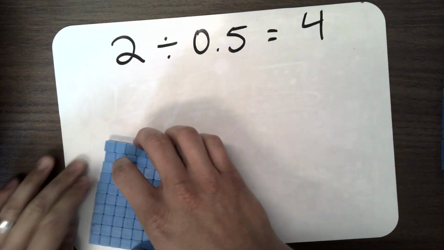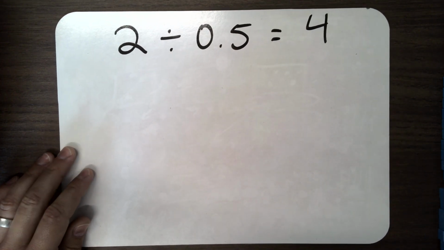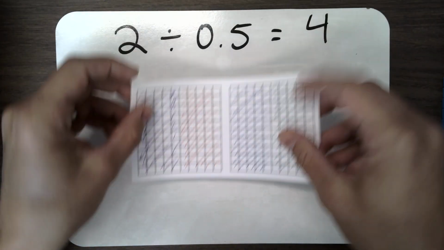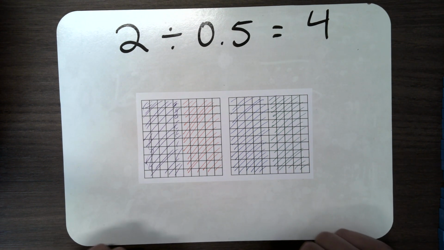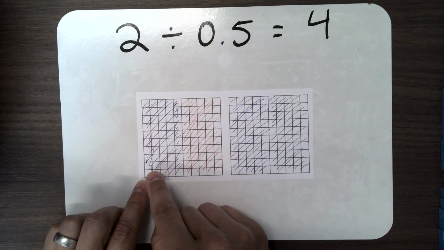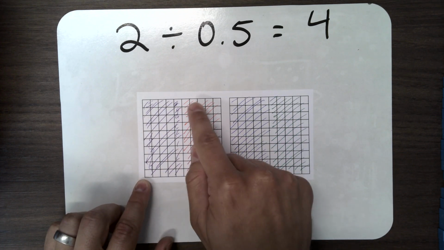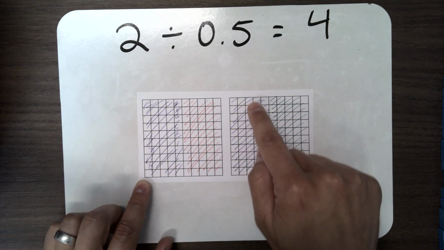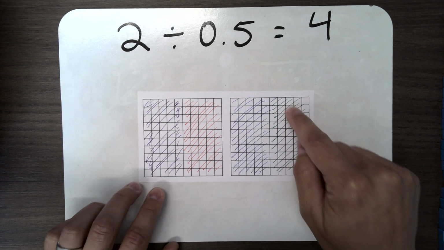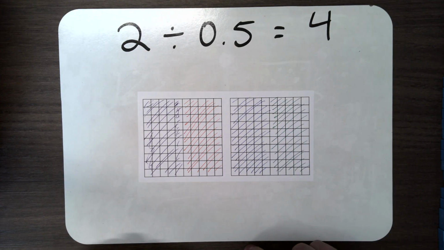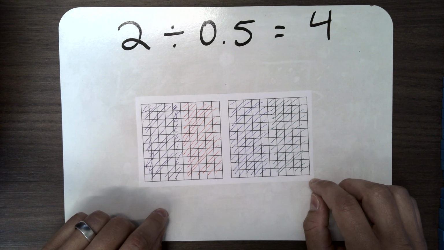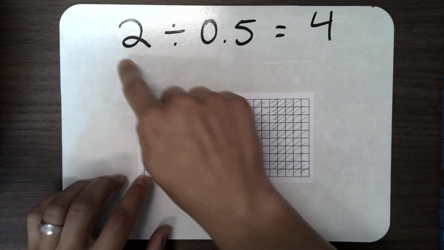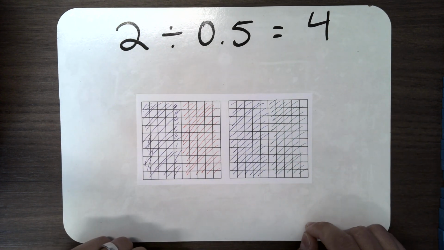I'll show the representational model real quick too. I just printed a grid off for this one since it's a little more tedious to draw all of these, and I've already pre-colored these, so I have 5/10 shaded purple, 5/10 shaded red, 5/10 shaded blue, and 5/10 shaded green. So some sort of drawing where we're shading these is the representational model, and then this will be the abstract model, that equation.